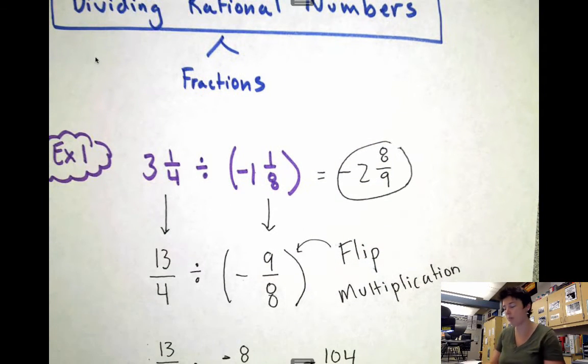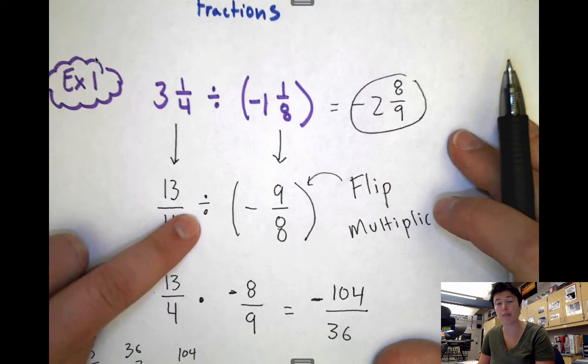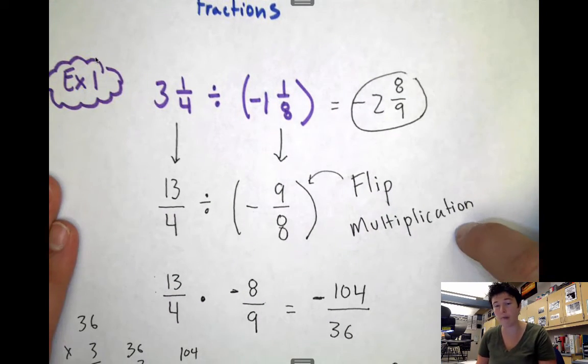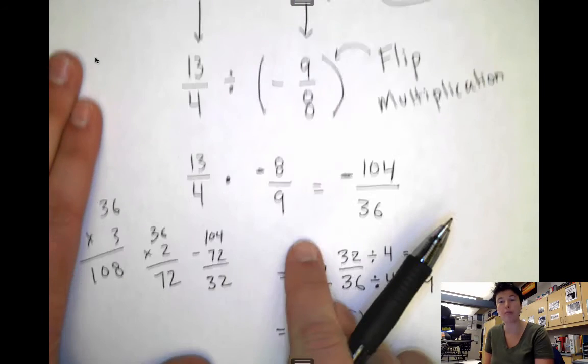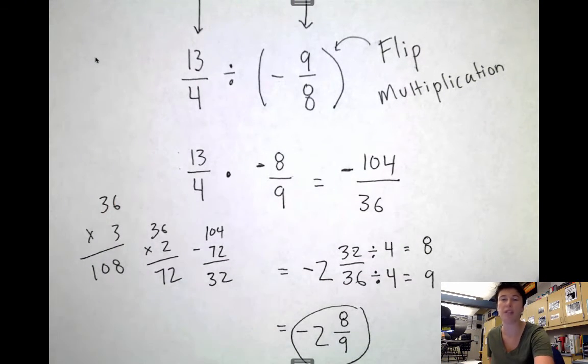There's kind of a lot of work involved here. You've got to get rid of those mixed numbers. You have to change all division of fraction problems into a flip and multiply problem. And then you have to remember the rules with all your positives and negatives. So there's a lot to remember as you're going through these problems. They take a lot of steps. So let's try another one.